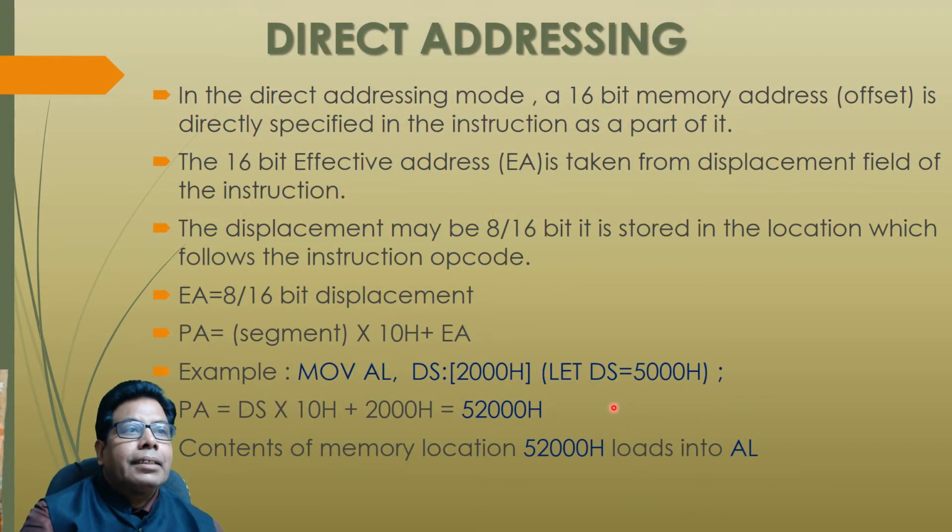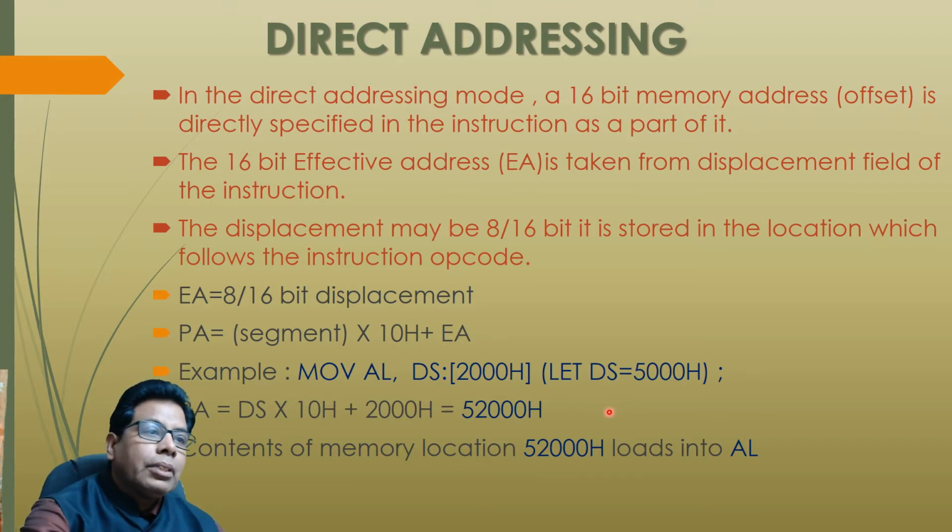Then direct addressing. Let us see the direct addressing in details. Now in direct addressing mode, a 16-bit memory address, that is offset, is directly specified in the instruction as a part of it, and the 16-bit effective address is taken from the displacement field of the instruction. So the displacement may be 8 or 16 bit.